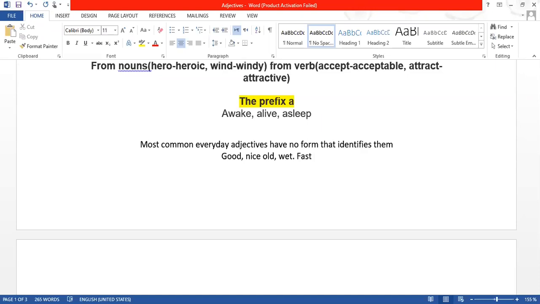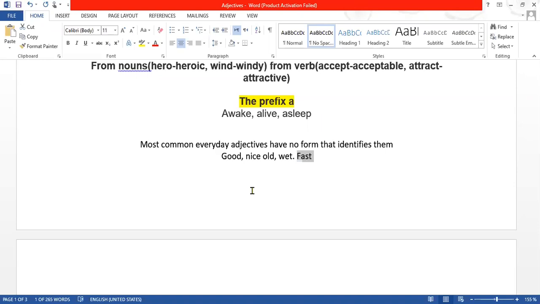So in exams, they will never ask you, what is this word, fast, adjective or adverb? They will give it to you in a sentence. So when you go and read the sentence, the sentence will tell you whether it's an adjective or adverb. The way it is used in a sentence tells us that it is an adjective.